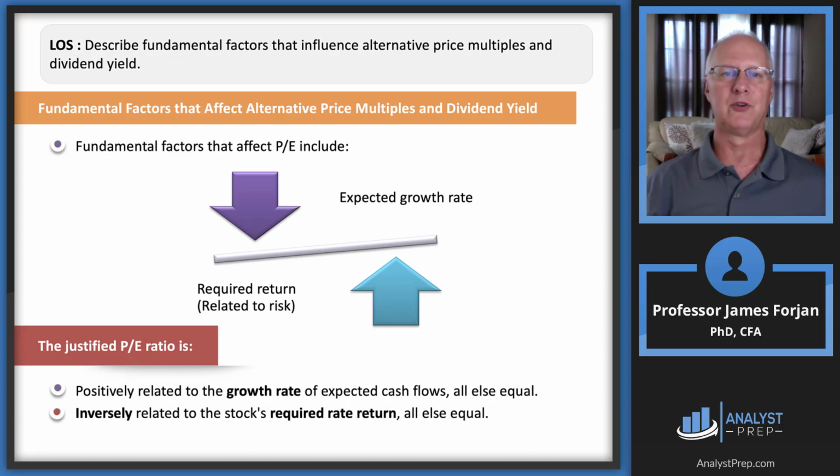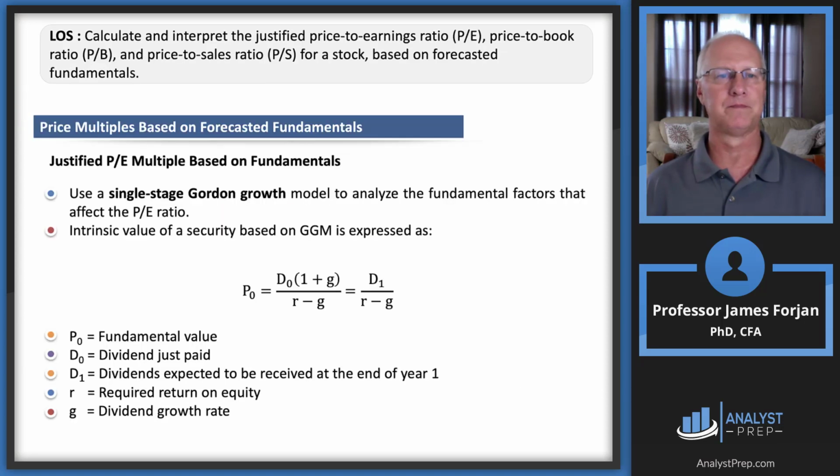Boy, this is a 1 or 2 sentence in the reading. Describe fundamental factors that influence these multiples. So let me just go ahead and read the 2 circle points at the bottom. And you probably know this stuff, but this addresses this particular LOS. PE ratio, justified PE ratio, positively related to the growth rate of expected cash flows. I mean, that should make perfect sense. Inversely related to the stock's required rate of return, and that has some element of risk depending on how you want to identify risk.